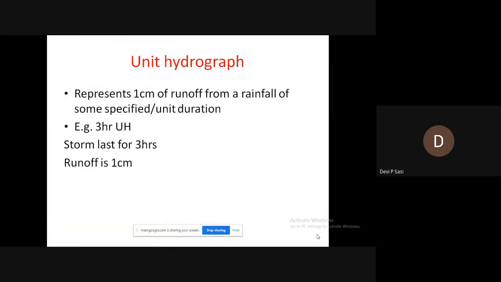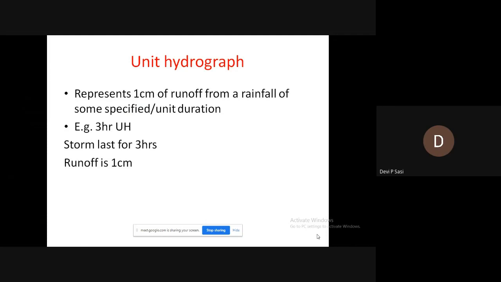Next is unit hydrograph. A unit hydrograph is a hydrograph which represents 1 centimeter of runoff from a rainfall of some specified duration or unit duration. You should remember that it represents 1 centimeter of runoff. As the name tells, unit hydrograph means it represents 1 centimeter of runoff.